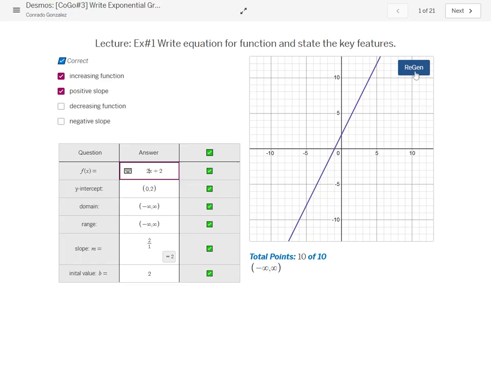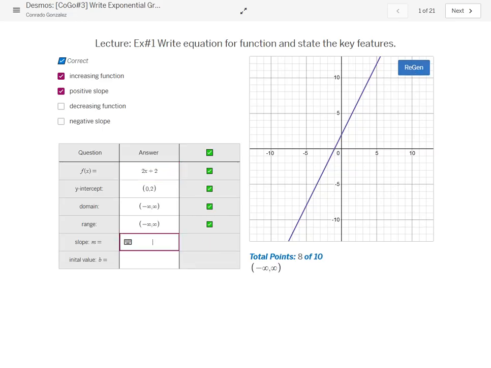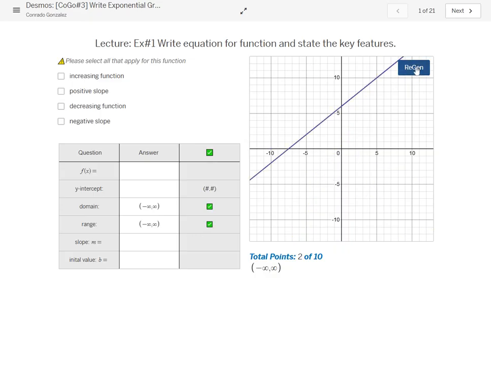Let me do another one. So I'm going to erase my answers to this one, everything except for the domain and the range, and I'm going to regenerate another problem. Okay, and here's another decreasing one. Here we go. The y-intercept is (0, negative 4). That means the initial value is negative 4.